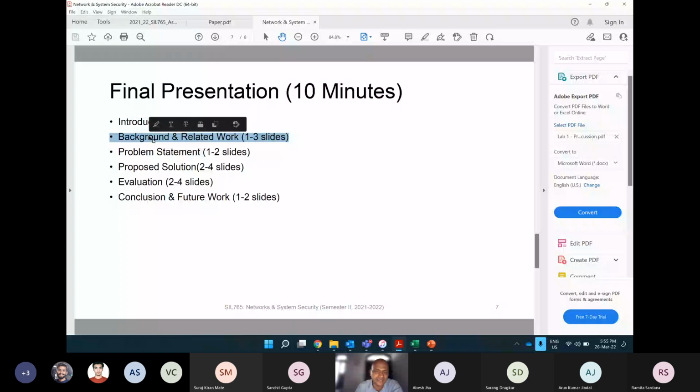Okay, so try to give less time on introduction, background, and problem statement, and then give more time on the evaluation and the proposed solution. Talk about these three parts very briefly, but it would be good to talk about them.